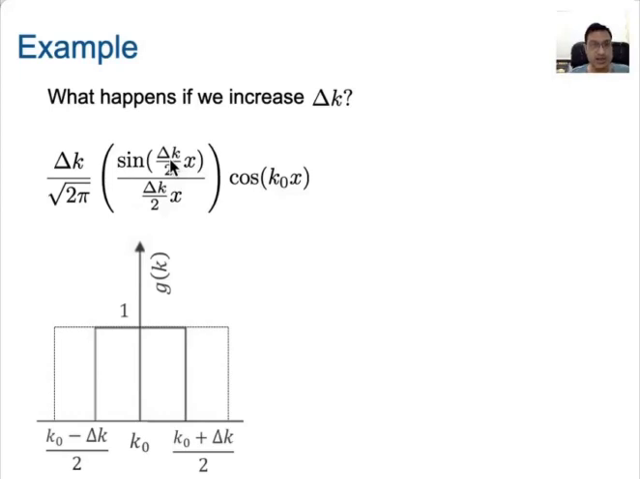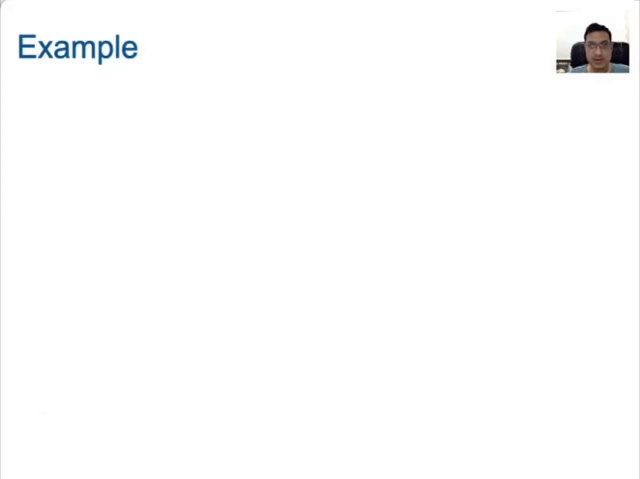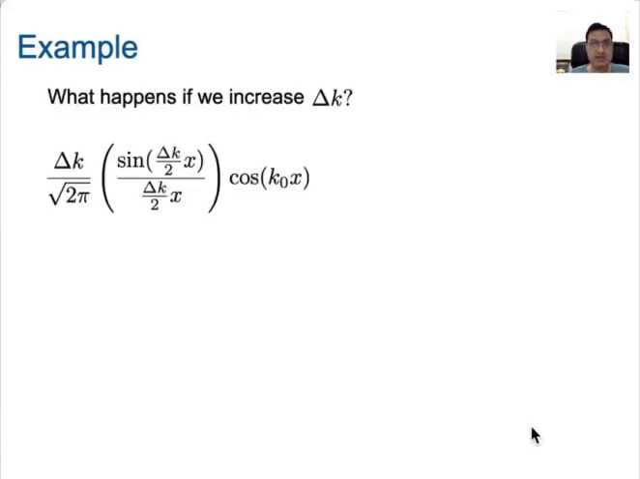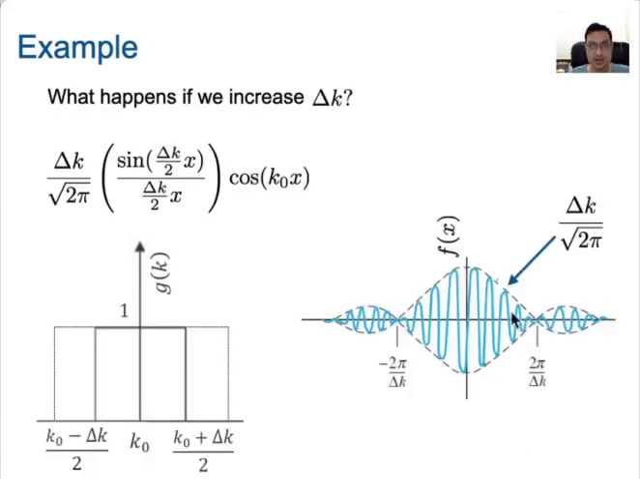We have said in the previous slide, let's go back, that the spatial extent depends on the reciprocal of delta k. So if you increase delta k, what will happen? Your spatial extent will shrink. This was the thing that we have seen. Now when delta k is increased, the extent will shrink, and once it shrinks, the amplitude will increase. So this f of x will increase.